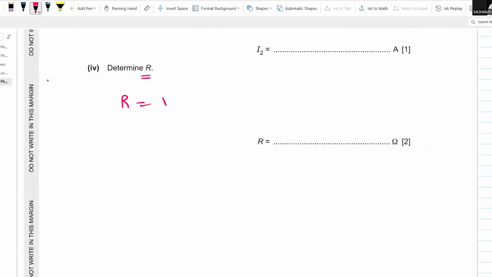Resistance is equal to voltage over current. Voltage की value क्या आ रही है? 4.22 divided by current 0.018. The resistance comes out to be what? Can any genius in the chat tell me the answer? Resistance comes out to be 230 ohms.